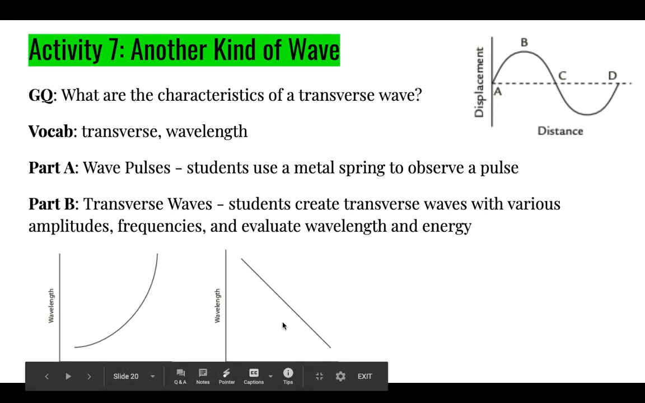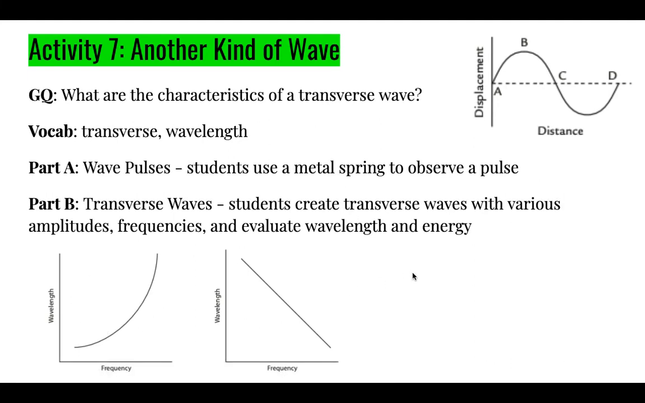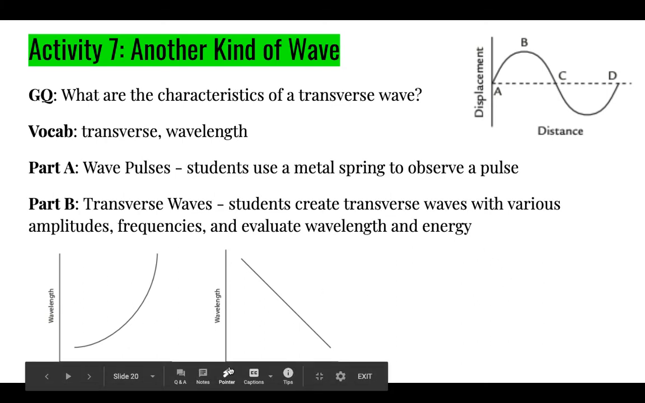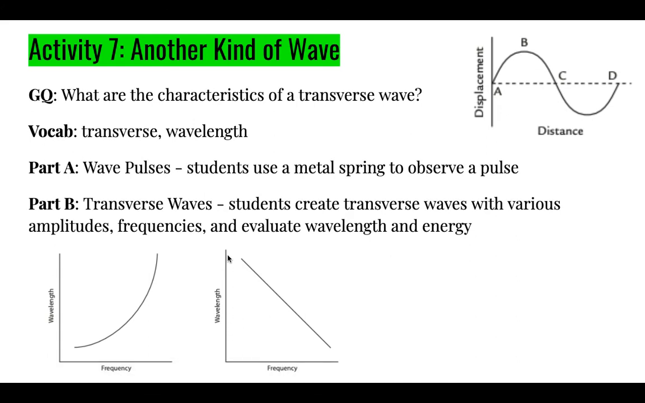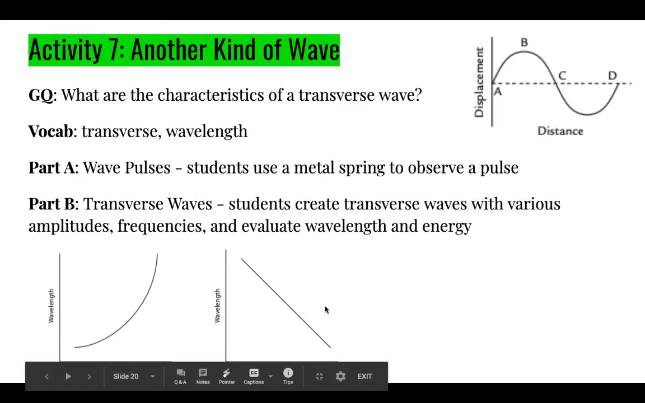With wavelength and frequency, we noticed there's a relationship. So as the wavelength increases, what happens to the frequency? And of course, we know that as wavelength increases, as the waves get crest to crest farther apart, frequency actually decreases. So this relationship here is the accurate relationship.